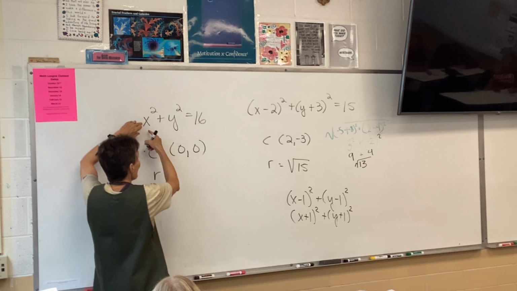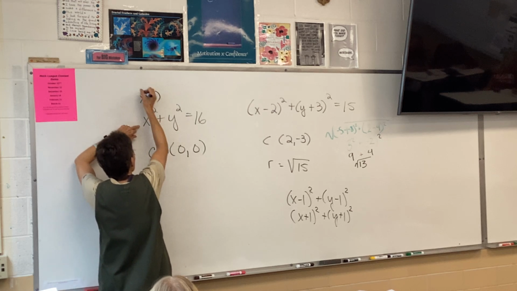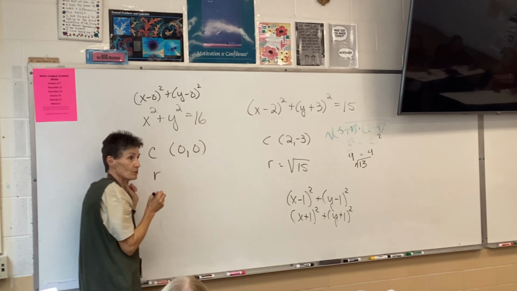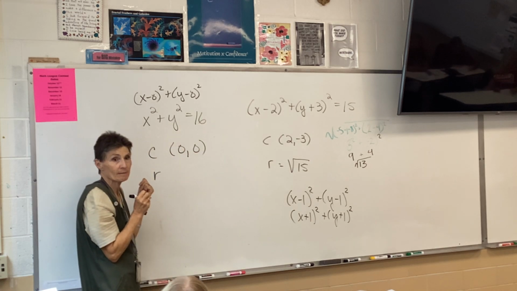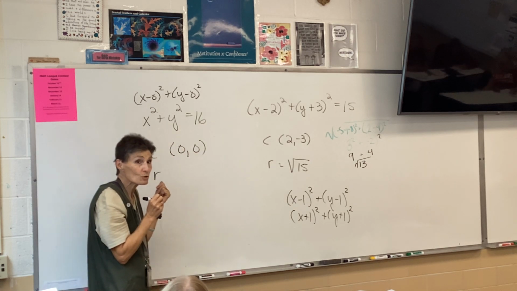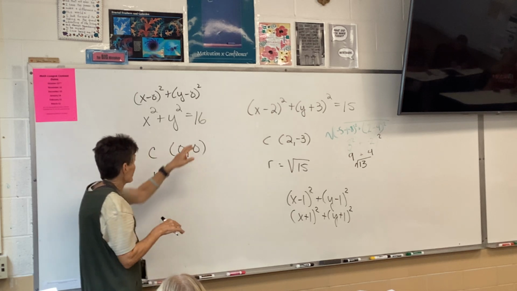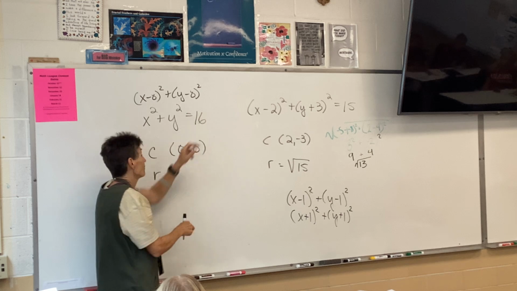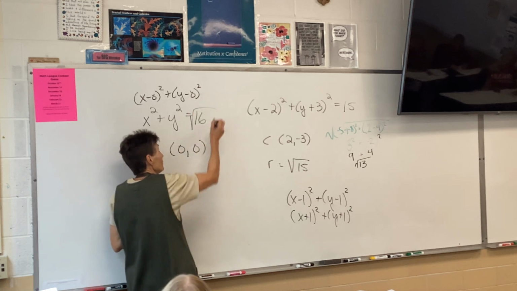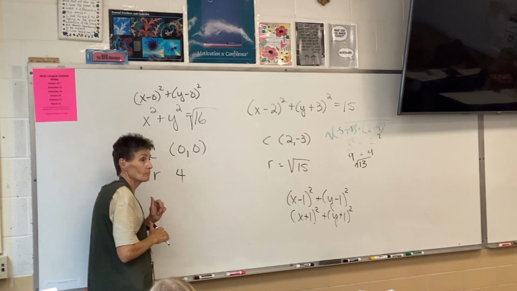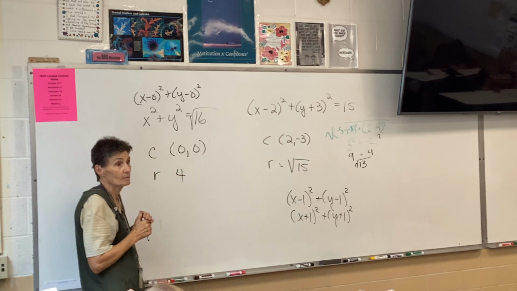If you wanted, could you write this like this? Is that the same thing? We don't usually, but if you want to, you certainly can. And what's our radius? 16. Watch it, it's the square root of that number, so it would be the square root of 16.